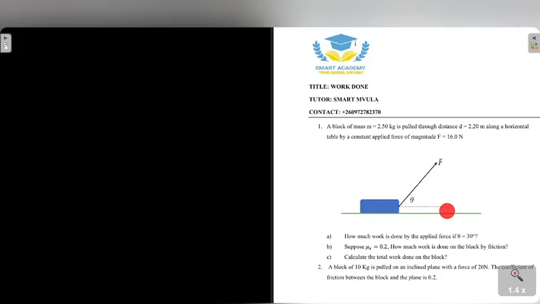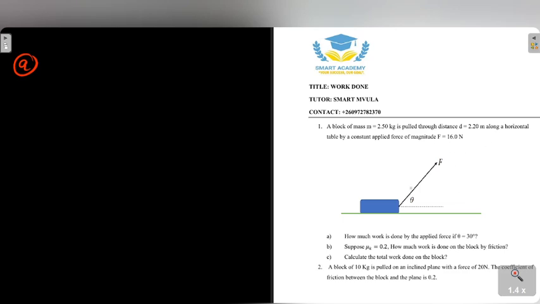We can see this diagram shows the block being pushed a distance of 2.20 meters along a horizontal table by a constant applied force of 16 newtons. The force is applied at an angle, and the block is moving in the positive x direction. So A is asking us to calculate the work done by the applied force if theta is 30 degrees.